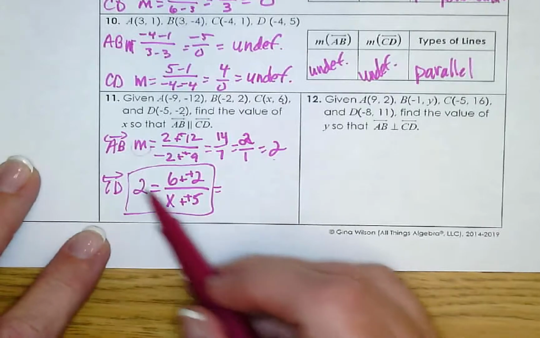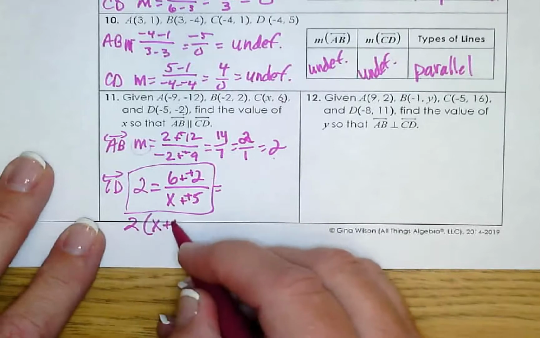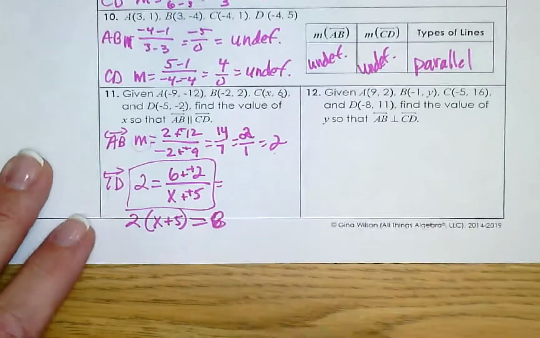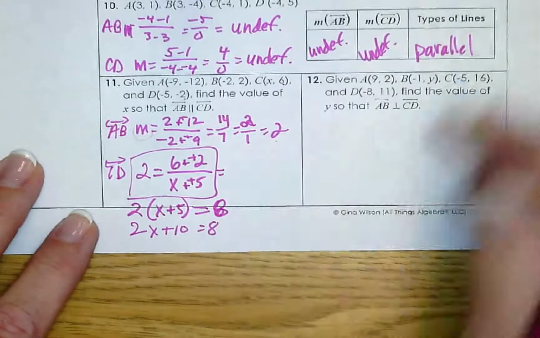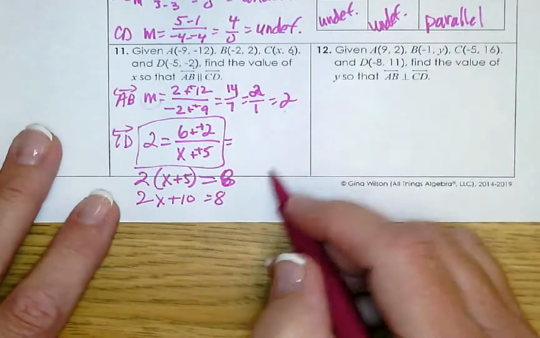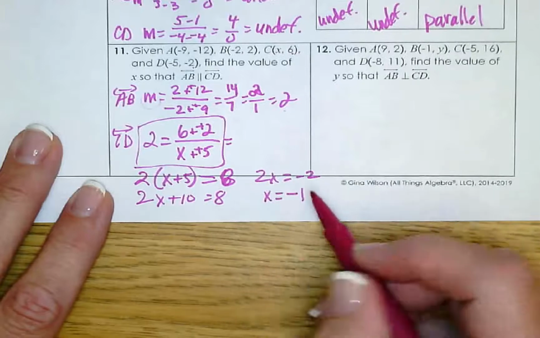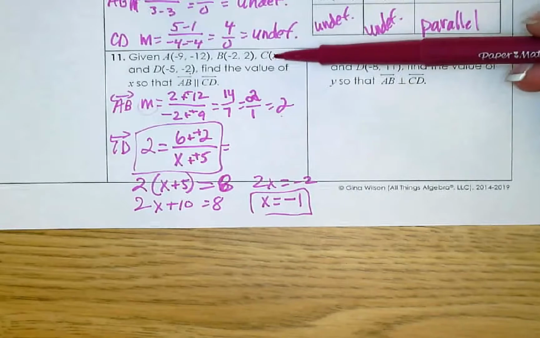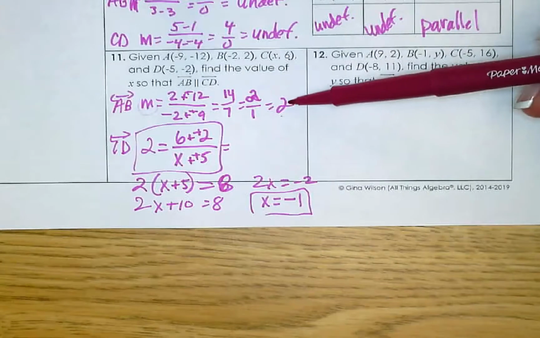Probably the easiest way is to go ahead and multiply this way. So 2 times x plus 5 equals this one here. Oops, let's just put an 8. 2x plus 10 equals 8. Come up here now. 2x equals negative 2. x equals negative 1. So if point C is negative 1, 6, that would make both slopes exactly 2, and that would make them parallel.